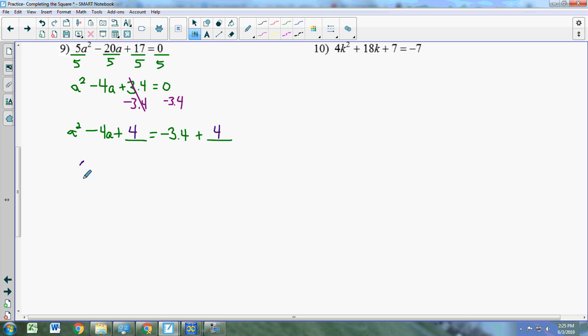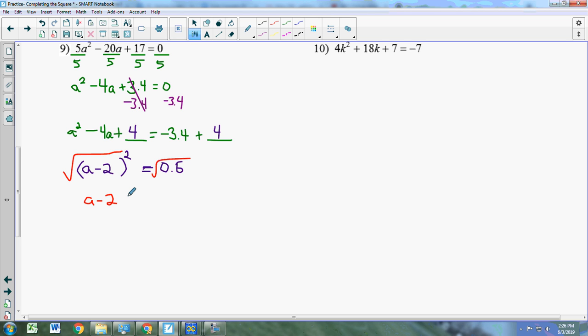Okay, so this side we can now factor. Remember that shortcut is half of the middle, so that's going to be a negative 2. So a minus 2 squared equals negative 3.4 plus 4, which is positive 0.6. Okay, and now to go on, we must square root both sides. And that leaves us with just a minus 2 on the left, and the square root of 0.6.